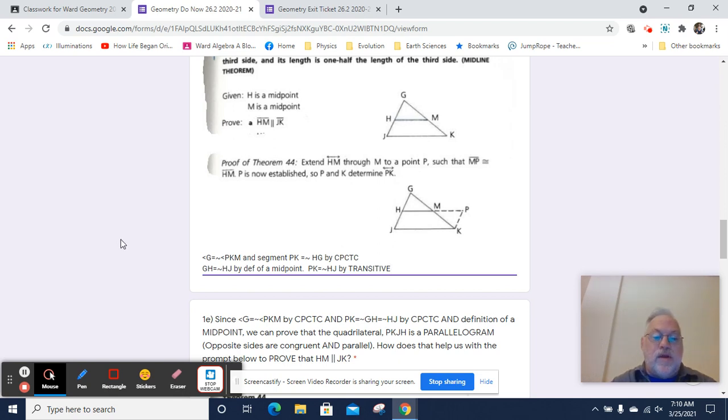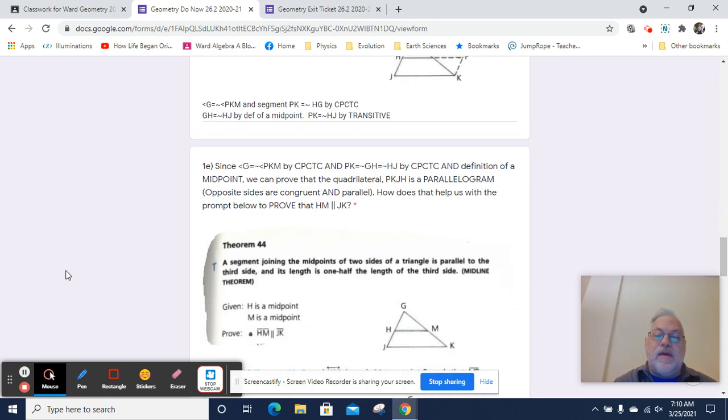Okay, so once we've got that, now we've got opposite sides here that are congruent. We also know that this angle is congruent to this angle. Okay, so that's going to tell us that GH and PK are parallel. Since those two angles are congruent, and PK and GH and HJ are all congruent by CPCTC, definition of a midpoint and transitive property, we can prove that the quadrilateral PKJH is a parallelogram.